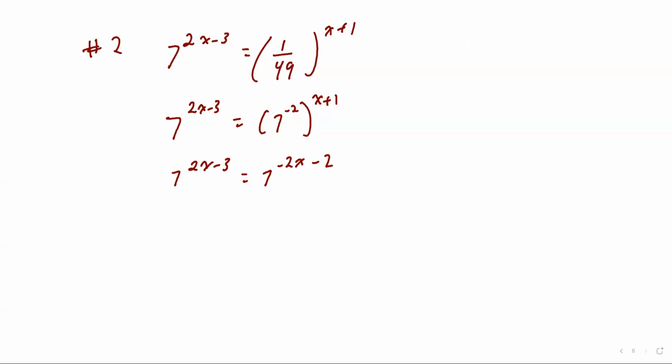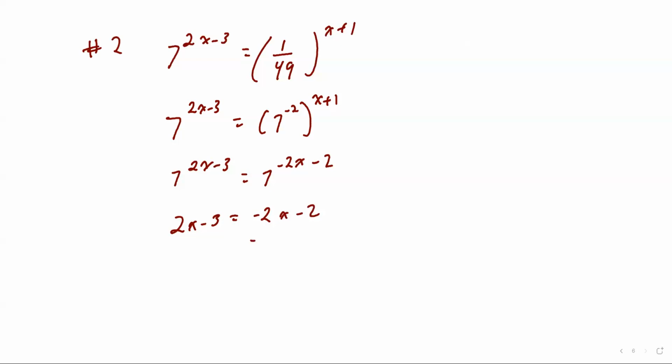Right, because you would have to take that -2 and distribute it. You have to multiply it. And since the bases are the same, what's that tell me about the exponents? They have to be the same as well. So now I have 2x minus 3 equals -2x minus 2. How do I solve?